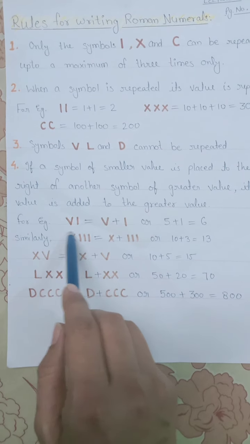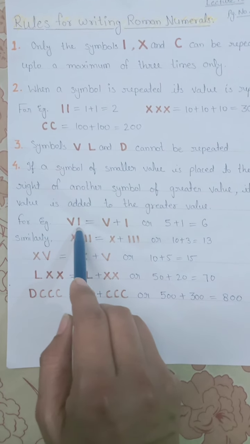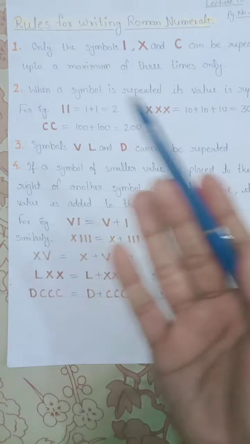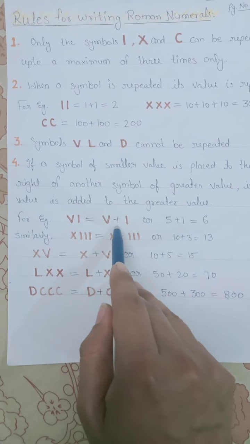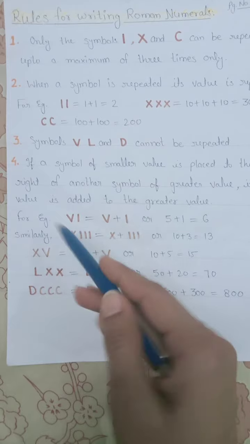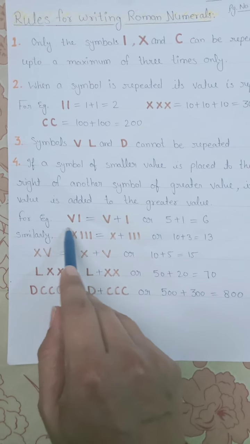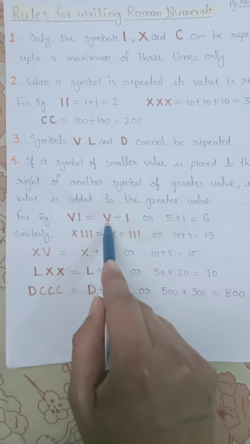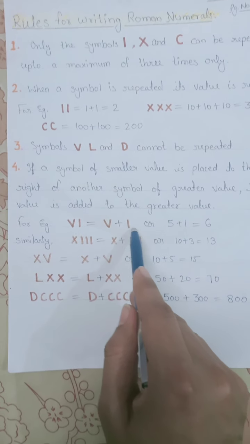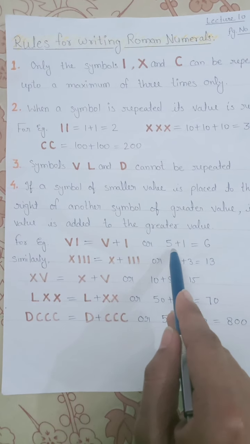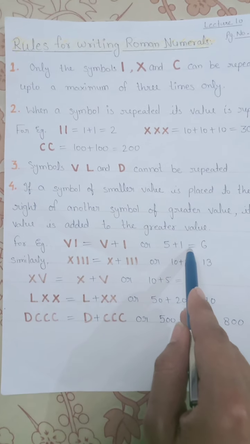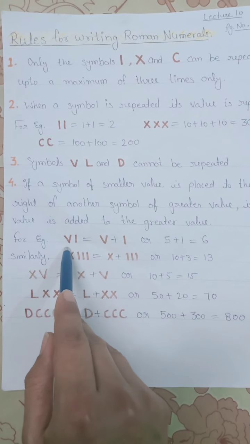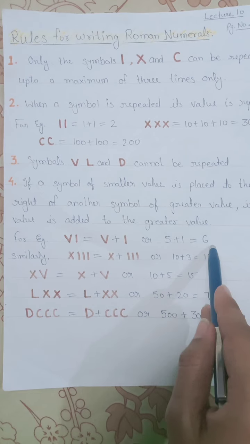For example, look here. Here I is the smaller value and V is the greater value. Where is I placed? I is placed at the right of the greater value. So what do we do here to convert it into a numeral, or to understand this combination of Roman numerals? V and I means V plus 1. V for 5 and I for 1. So 5 plus 1 equal to 6. Then this Roman symbol represents the numeral 6.